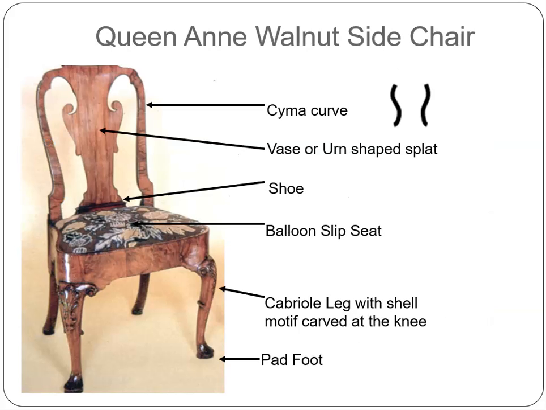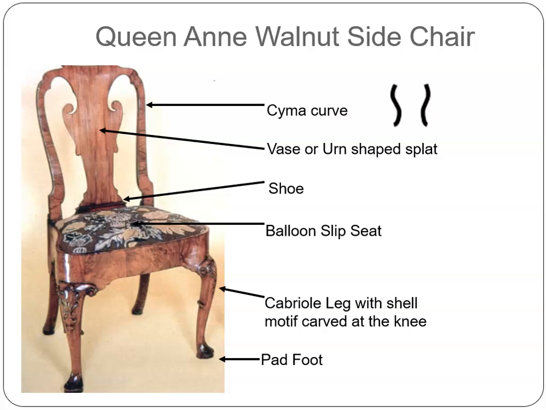The cyma curve was a common design element that we would see in the Queen Anne furniture style. Here we're seeing it on a back style. The cyma curve can be described as a flattened S shape, so I'm showing you a drawing here of that shape. This is a typical Queen Anne walnut side chair.